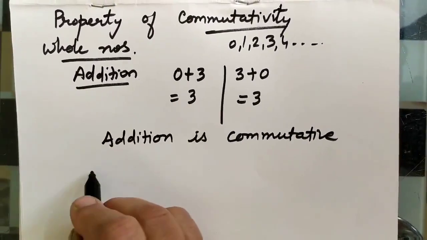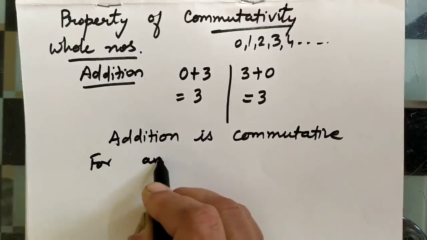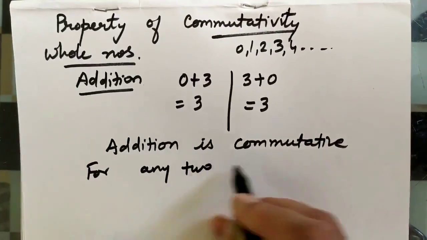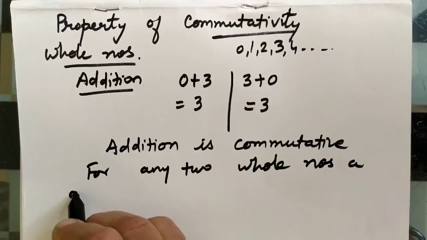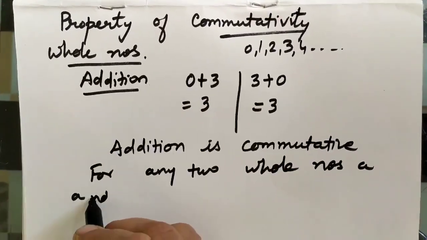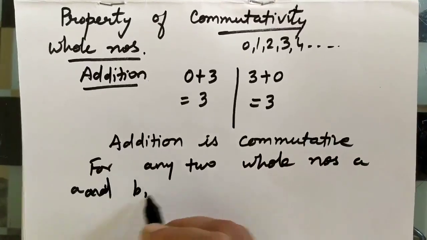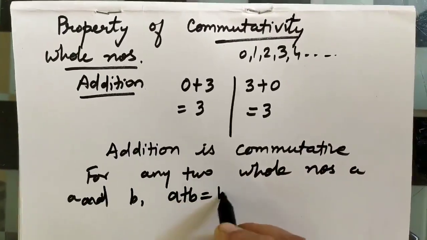So for any two whole numbers A and B, A plus B equals B plus A.